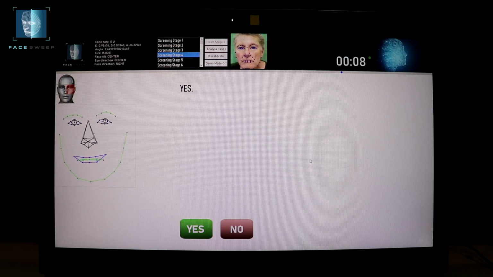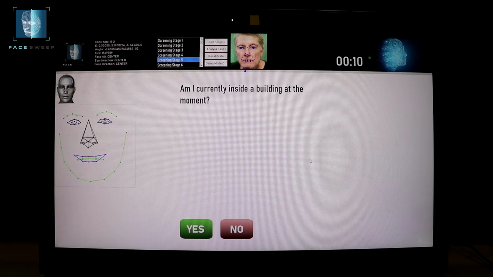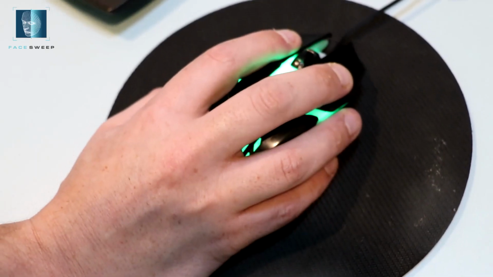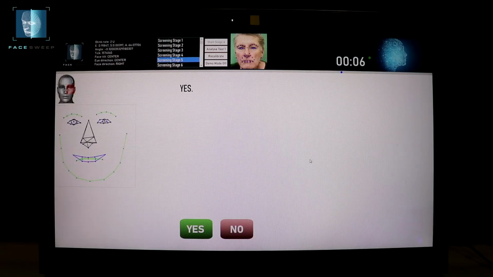During this time, the algorithm is comparing thousands of facial configurations and other metrics of this screening to those recorded during calibration. Am I currently inside a building at the moment? Is there a floor below me?